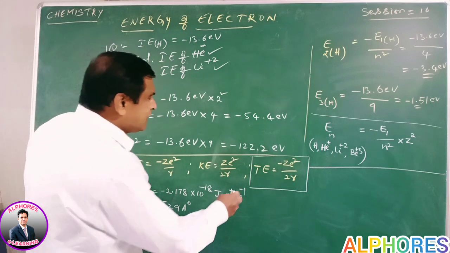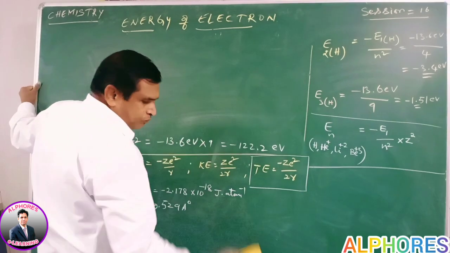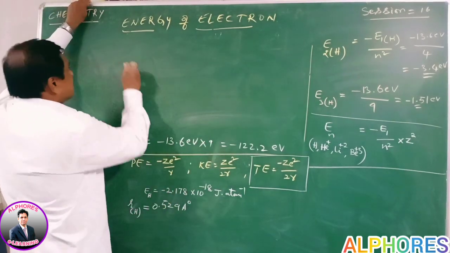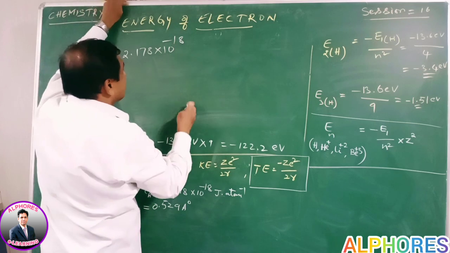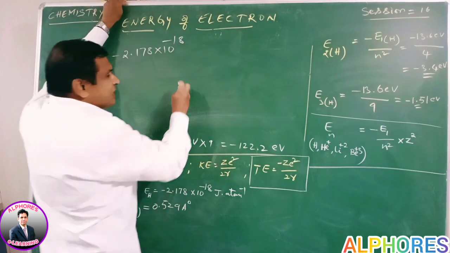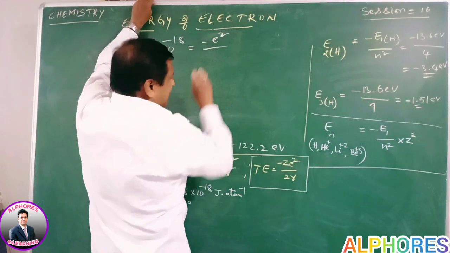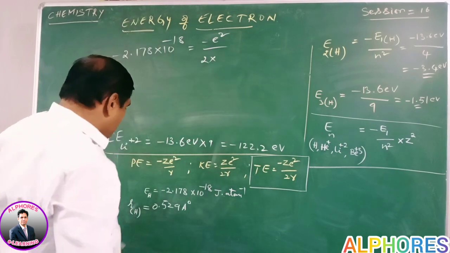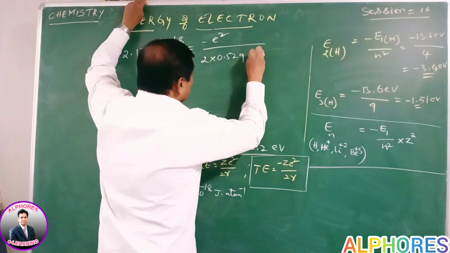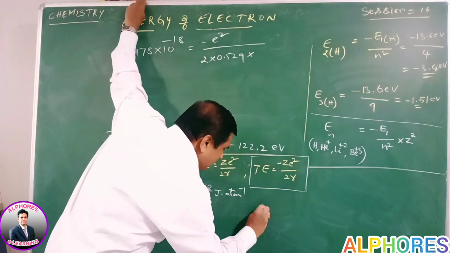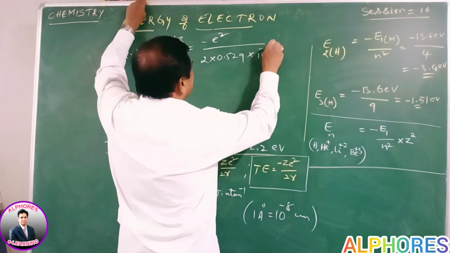Okay, that means the total energy is available. I'll write here. The total energy is given as minus 2.178 into 10 to the power minus 18 joules. That is equal to, Z for hydrogen is only 1, so minus E square by 2R, 2 into the radius. The radius is 0.529 angstrom units, and as we know, 1 angstrom unit is equal to 10 to the power minus 8 centimeters.